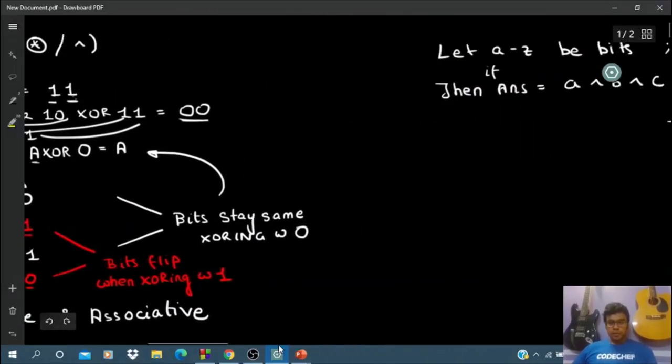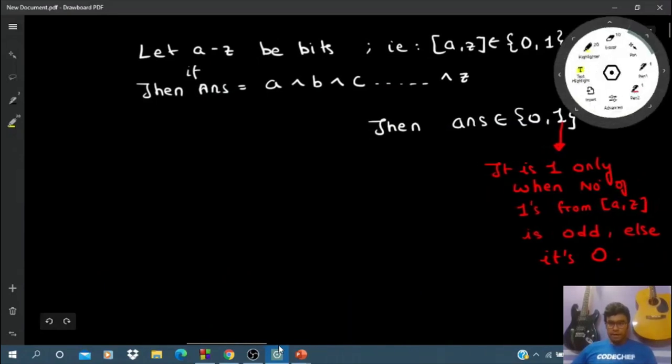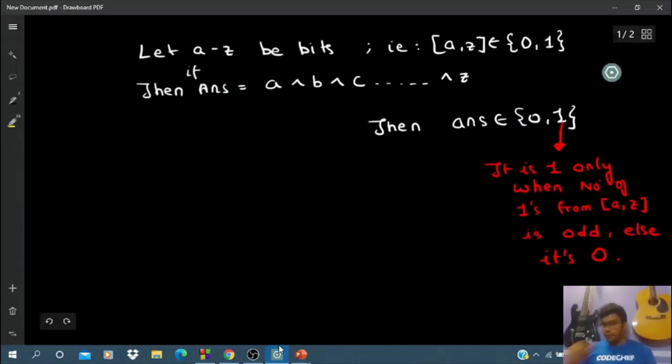So let's talk about one claim that we're making. If we're talking about A to Z bits, suppose we have any number of bits, let's name them A to Z, and these are bits. That means A to Z can only hold values of either 0 or 1, one of these values, not between them.